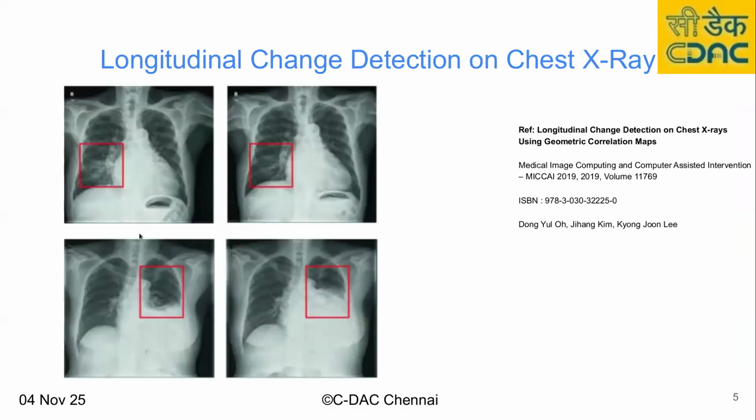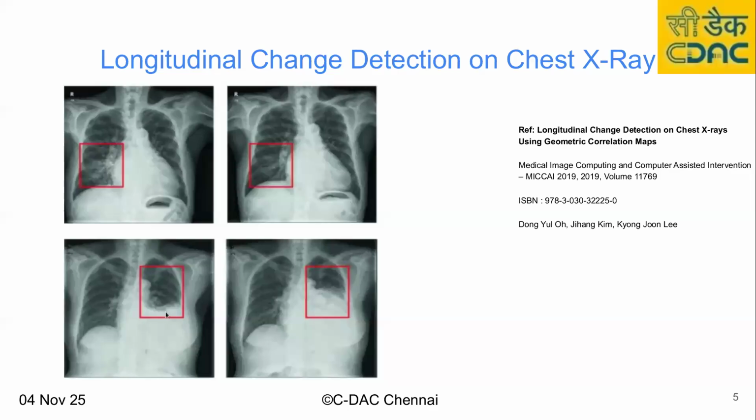Specific to longitudinal change detection, I have shown one example here. Here we are seeing lung lesions in this red box, and by using AI object detection algorithms, we are able to detect lung lesions on the first X-ray image of the patient. After 3 months, the X-ray image of the patient is taken again. Here we are seeing the lung lesions get reduced. So the disease is getting reduced.